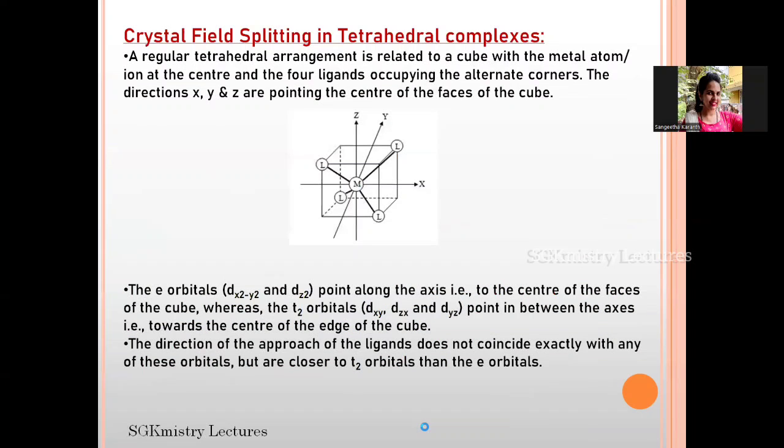So now talking about tetrahedral complexes. Already we have understood in detail about what happens in an octahedral complex.